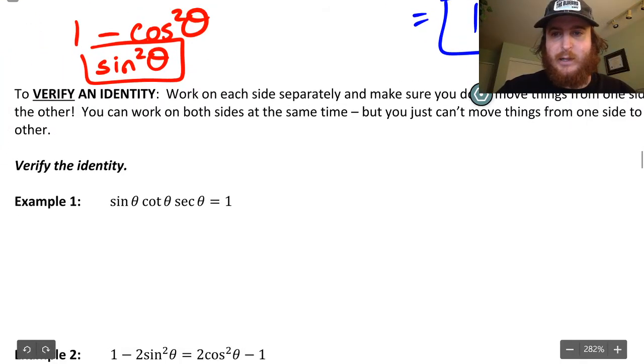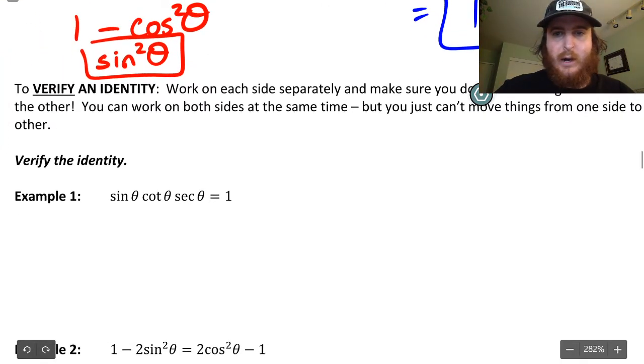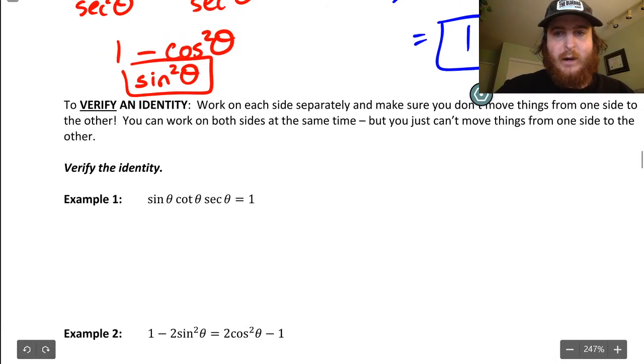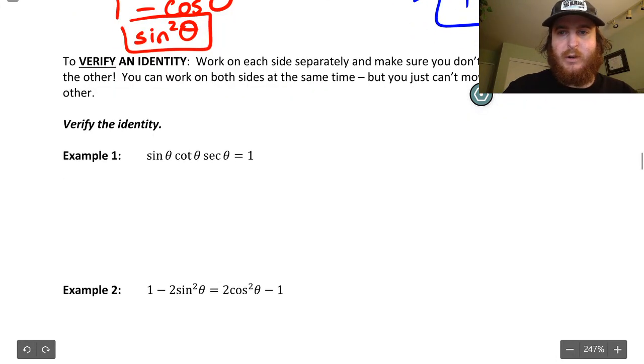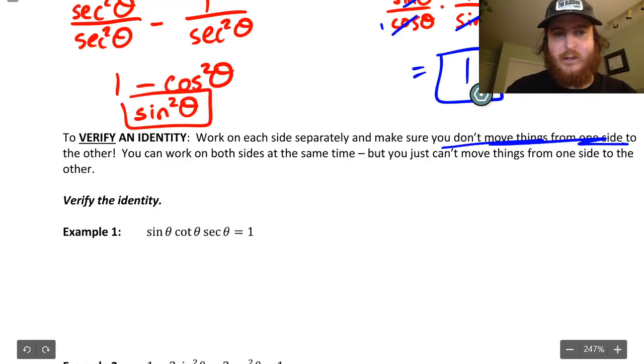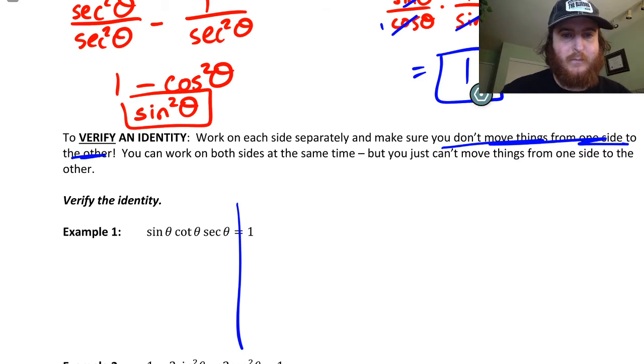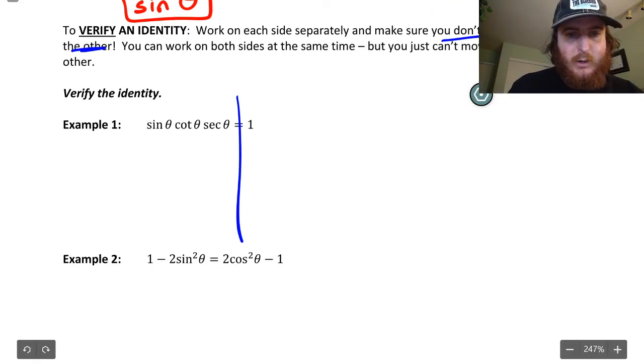So these identities, I talked about these, right? We do not want to move anything from one side to the other side. You're just going to draw a line here, and you're going to try to make the left side look like the right side. Okay. So I like to just put equals 1, keep writing that.